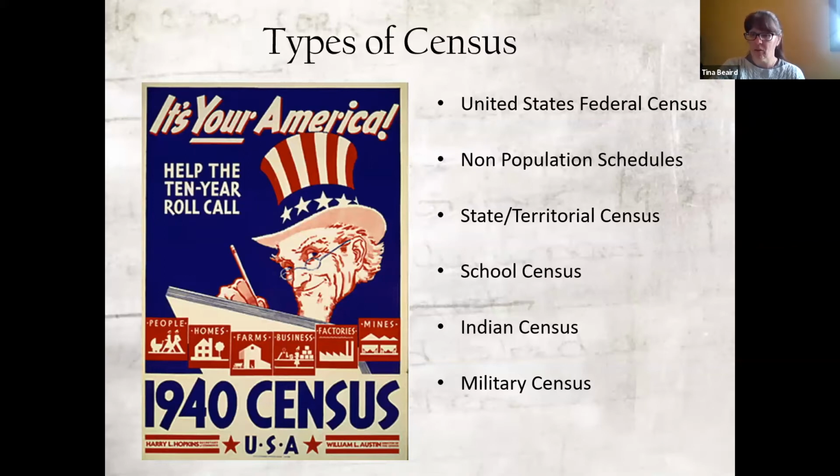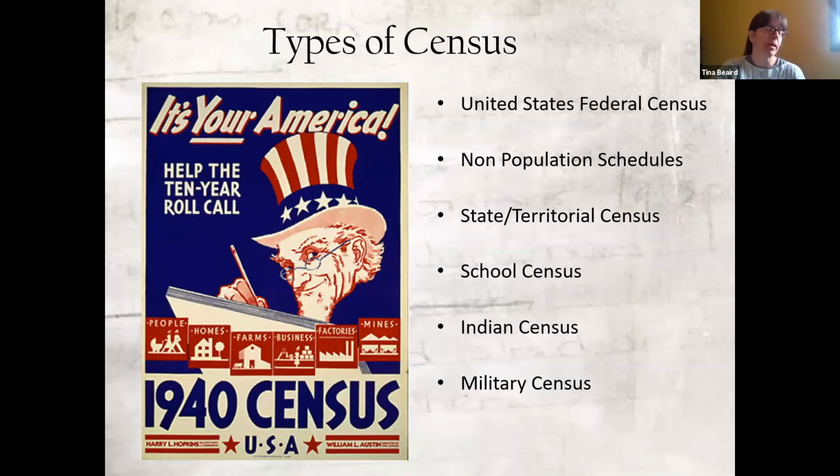I'll talk about state and territorial censuses because besides the federal government wanting to know how many people are within the country, each state or territory wanted to know how many residents they had within their state as well so that they could provide services. None of them are ever the same, and I'll show you some examples of those.